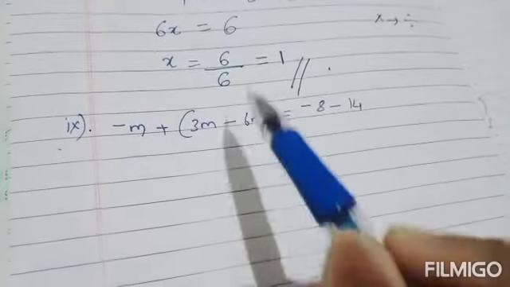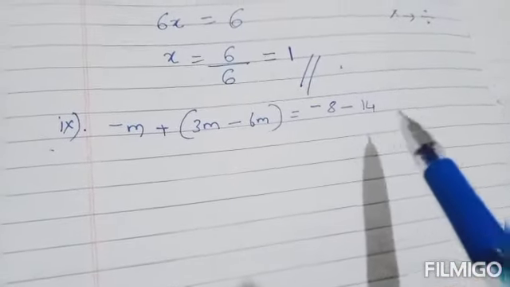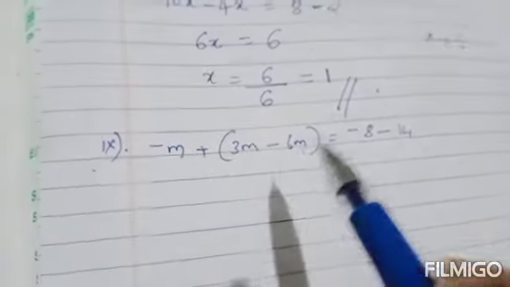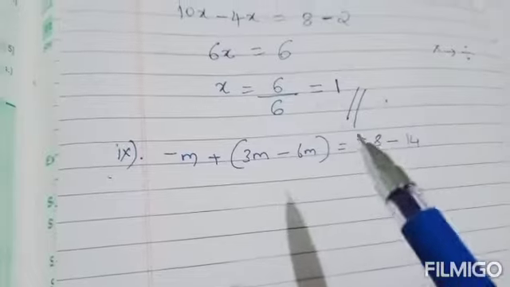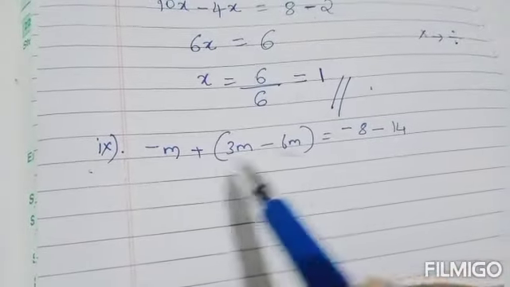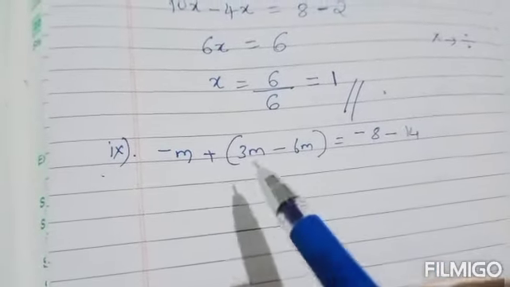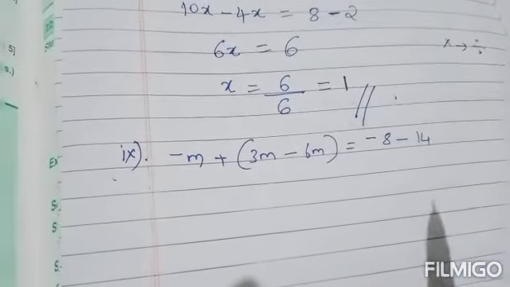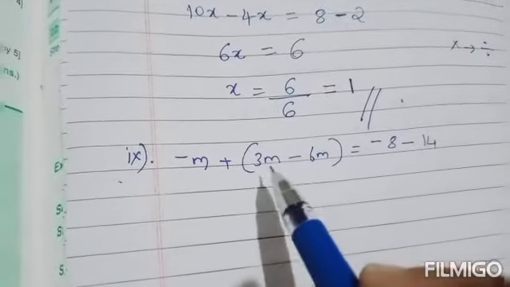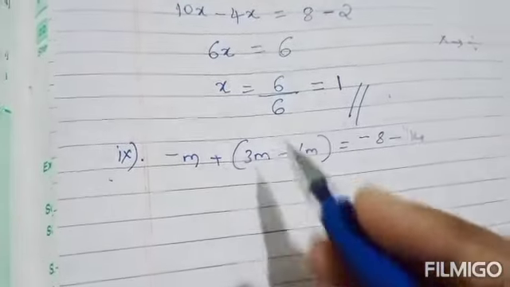Ninth question, minus m plus 3m minus 6m, that is given in a bracket, equal to minus 8 minus 14. So here you have to open this bracket first. Whenever there is a bracket, you should open it first. So before this bracket it is a positive sign, plus sign. So what is the rule? Whenever there is a positive sign before a bracket, no need to change the sign of the terms inside the bracket. Okay, you can write the terms as they are, since it is a plus sign before the bracket.